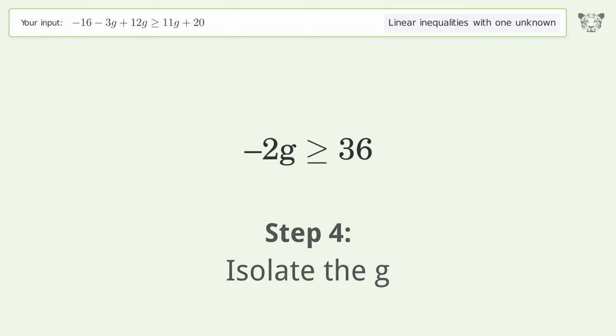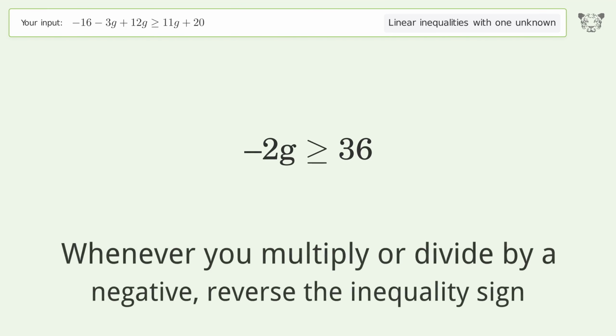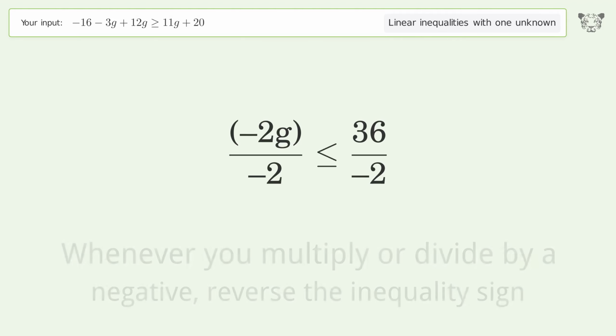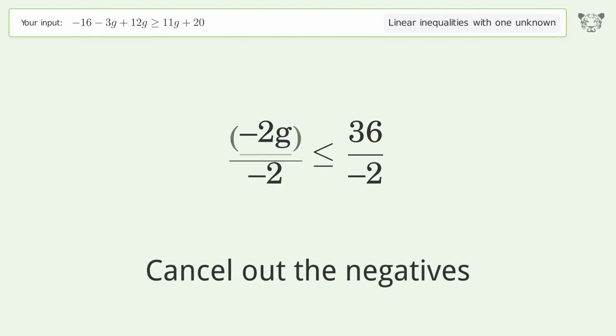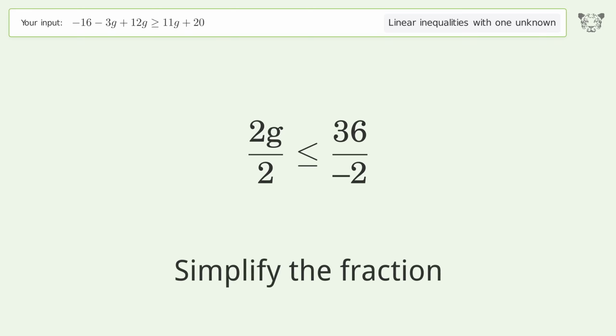Isolate the g. Divide both sides by -2. Whenever you multiply or divide by a negative, reverse the inequality sign. Cancel out the negatives. Simplify the fraction.